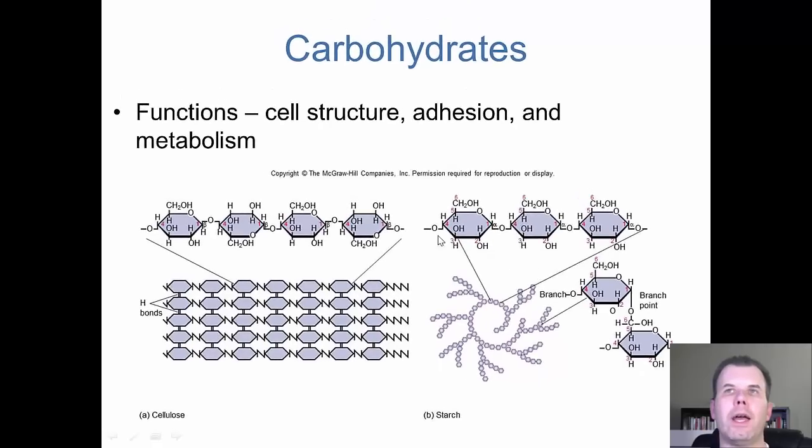Now, again, what do carbohydrates do? They function in cell structure, adhesion, and metabolism. So we see them in a lot of different things. We'll see them in structures, like the walls of bacteria. We talked about the peptidoglycan and that stuff. The glycan part is the sugar. We see it as an adhesion for the glycocalyx, things sticking, and then also metabolism. We talked about glucose and cell respiration. So we'll see this again and again and again as we go along.